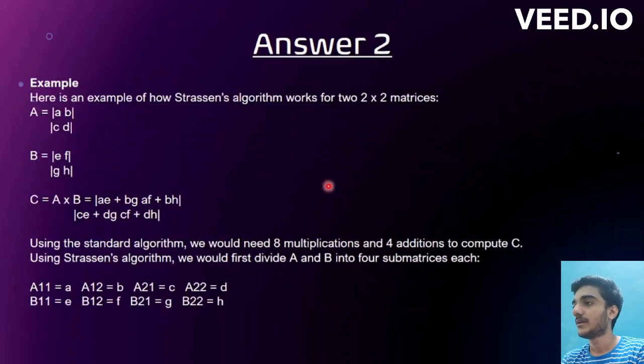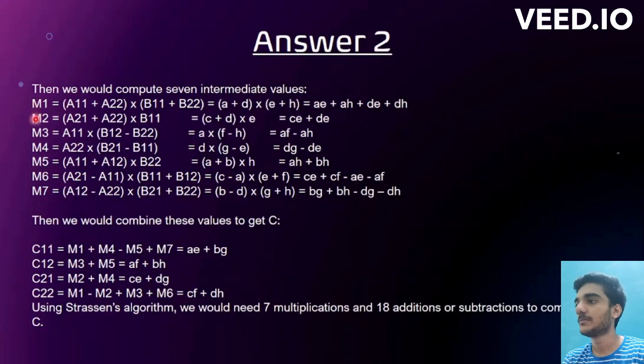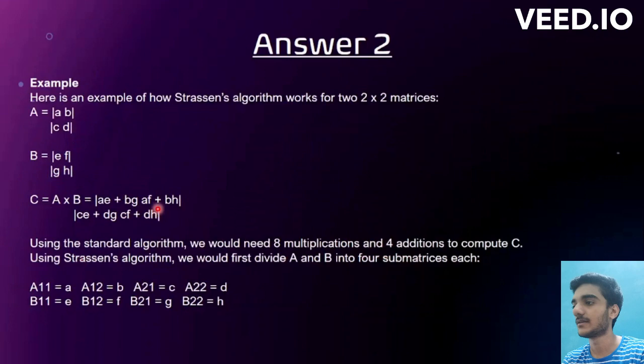Here is an example which requires 7 multiplications to get the result of two 2 by 2 matrices. Here you can see we have M1, M2, M3, M4, M5, M6, M7, which are the products of the values in matrices A and B, represented in a special way. Adding and subtracting these values generates C11, C12, C21, C22, which gives our final matrix C, which is represented here.